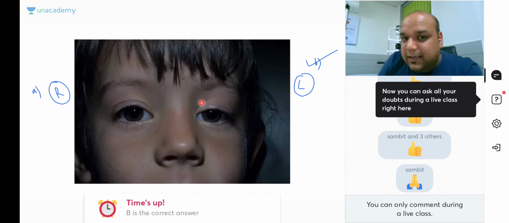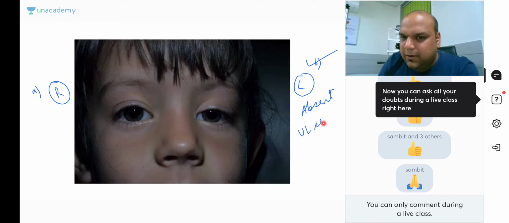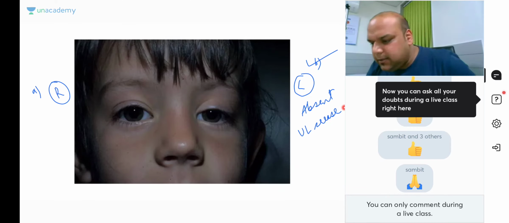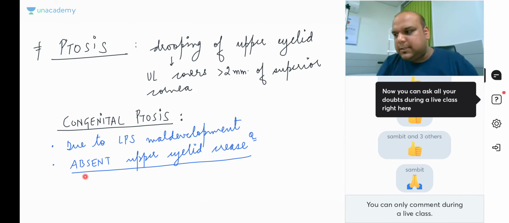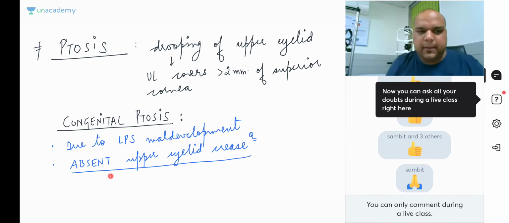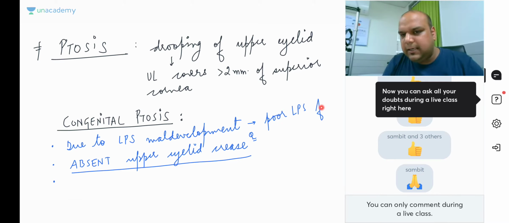In the right eye, you can see this. In the left eye, you can't see this. Brilliant diagnosis, everybody. So the left eye has absent upper eyelid crease. Okay, everybody. Done. Everybody clear? Okay, very good, guys. Now let me go back. So we know this now. Then how else do we diagnose this? We say due to LPS maldevelopment. I'll just write poor LPS function. I'm just writing it so that you understand it.